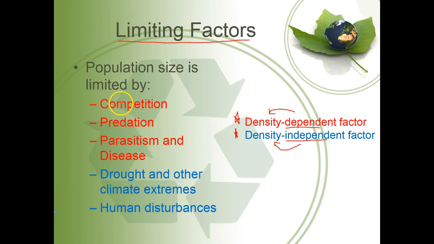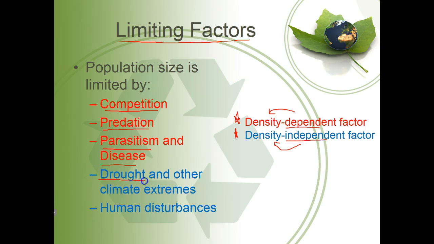Density-dependent factors are things like competition. Competition among organisms and over resources is going to be dependent on the density of those organisms within the environment. Predation is going to directly depend on how many organisms there are in a particular environment. Parasitism and disease are factors that are directly dependent on the amount of organisms in that environment. And then we switch gears and change colors. Density-independent factors are independent of density.